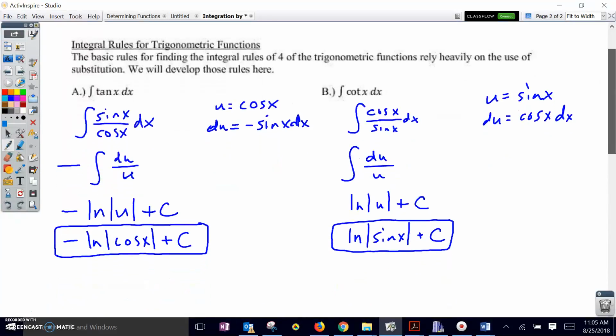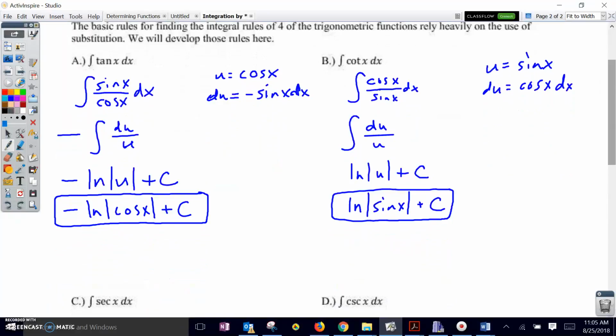On a side note, we can represent the rule in A in a slightly different fashion. Remember that when we have a negative in front of the natural log, that's like raising what's inside the natural log to the negative first power. And so this is equivalent to this, and cosine of x to the negative 1 power is 1 over cosine of x, which is secant of x. So that's an alternate way that I can write that rule. But either one of those is fine with me.